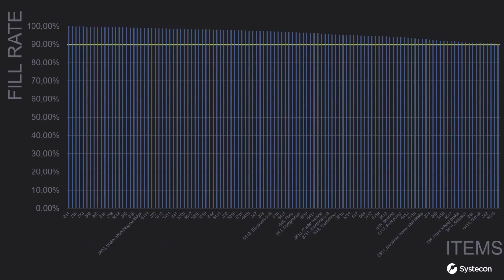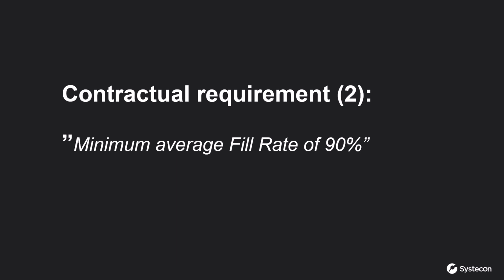We can now also look at another graph, which item by item shows that the fill rate for each individual item is above 90%. But what if the contractual requirement actually does not refer to fill rate per individual item, but rather an average value over all items? Then we have something like this, a contractual requirement saying that the minimum average fill rate is 90%.